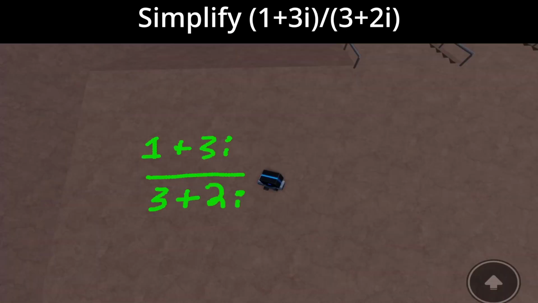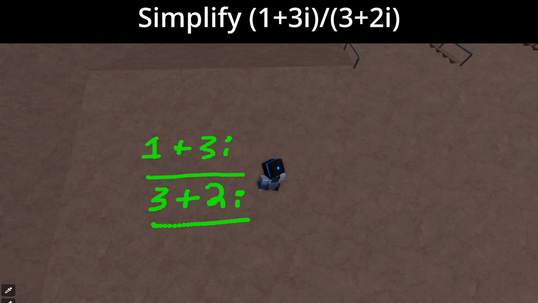In this problem, we have 1 plus 3i divided by 3 plus 2i. So I need to simplify this because we have an imaginary number in the bottom of the fraction and we don't want that. So how do we get rid of it? What you need to do is you need to find the complex conjugate of the denominator. So remember, the complex conjugate of a complex number is you take the imaginary part, that's positive 2i, and you just flip the sign on it. So the complex conjugate to 3 plus 2i is just 3 minus 2i.